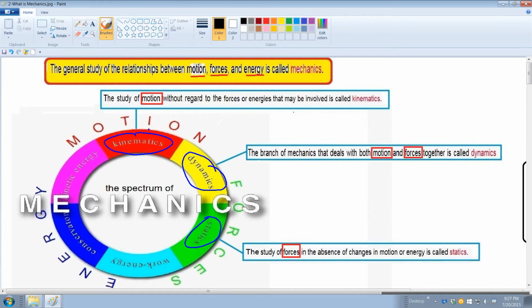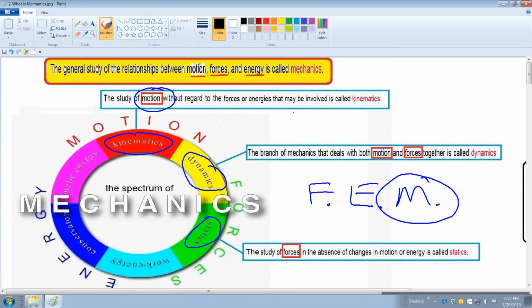And so when we talk about kinematics, let's put our little mnemonic up here: force, energy, and motion. We're only interested in the motion of an object, okay? If we're talking about dynamics, we're still interested in the motion of the object, but we're also interested in the forces that act on that object. And when we talk about statics, we're interested in just the forces that are acting on the object in the absence of motion or energy.